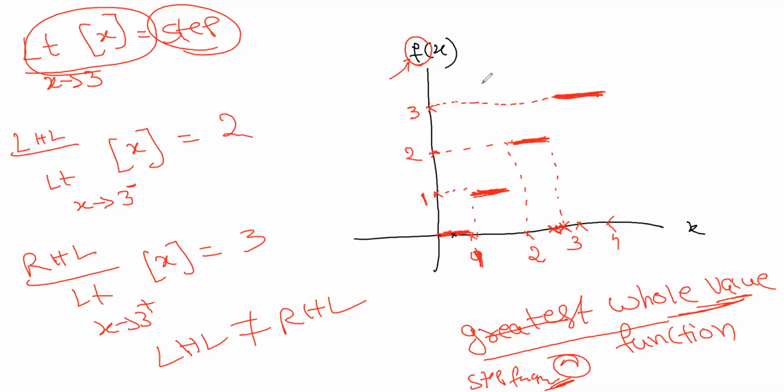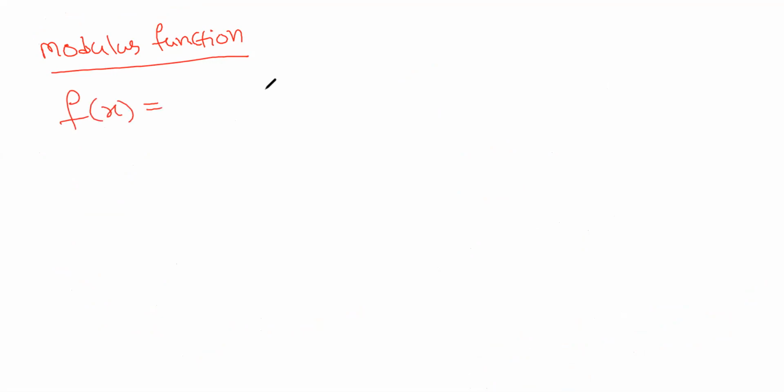Now I think you know about the modulus function also. Modulus function just gives the magnitude, right? What is the denotation of the modulus function? Two bars on the side, the same as we studied in vectors. Magnitude is denoted by this modulus. So f of x is mod x.